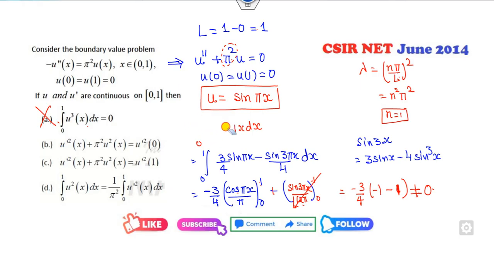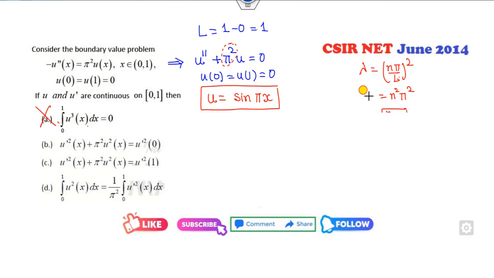Now look at the second option. So let me clear the screen. What is the second option? It is u dash square. What is the u dash? Is pi cos of pi x. So what is the u dash square? Is pi square cos square pi x plus pi square u square. What is the u square? Is sine square.